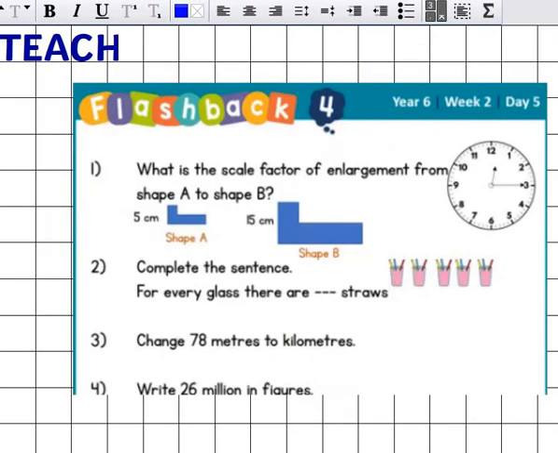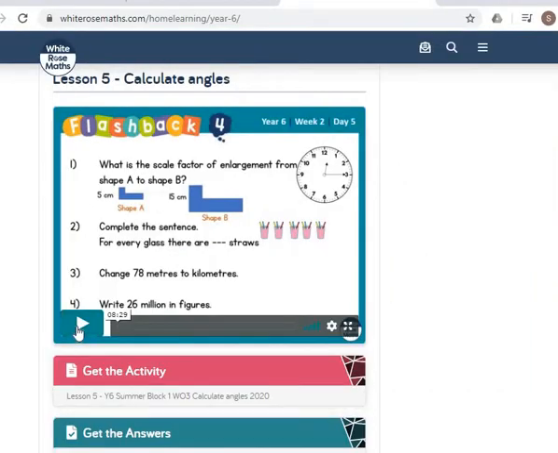So your flashback for today is looking at scale factor again for question 1. For ratio, for question 2, for every glass there are how many straws? Change 78 meters to kilometers and write 26 million in figures. Also have a go at telling the time. I'm going to show you the daily video now that will help you with the rest of your learning.